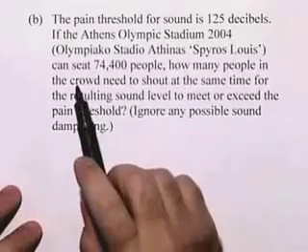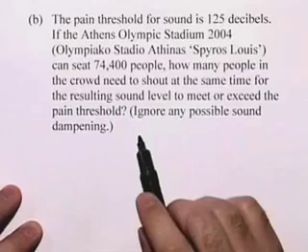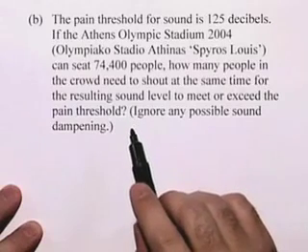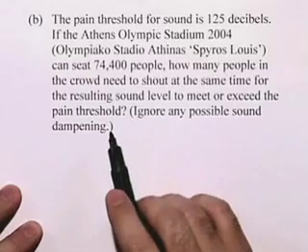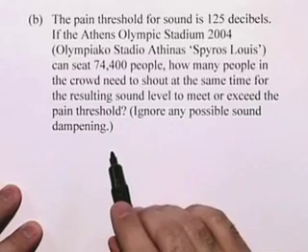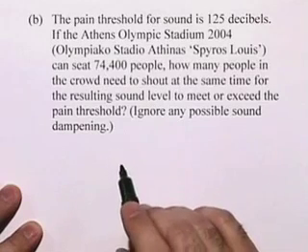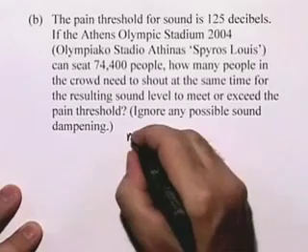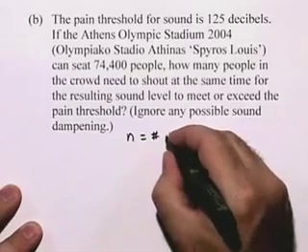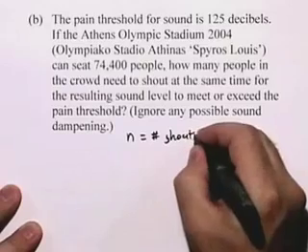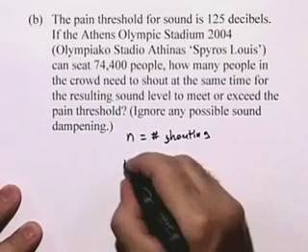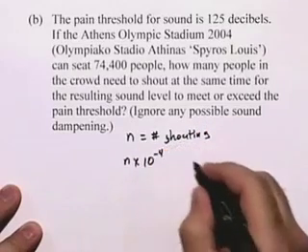In part B, we're going to determine the number of people that are required to reach a certain decibel level. The pain threshold for sound is 125 decibels. If the Athens Olympic Stadium 2004 can seat 74,400 people, how many people in the crowd need to shout at the same time for the resulting sound level to meet or exceed the pain threshold? If we let N represent the number of people who shout, then the intensity will be N times 10 to the negative 4th watt per square meter.